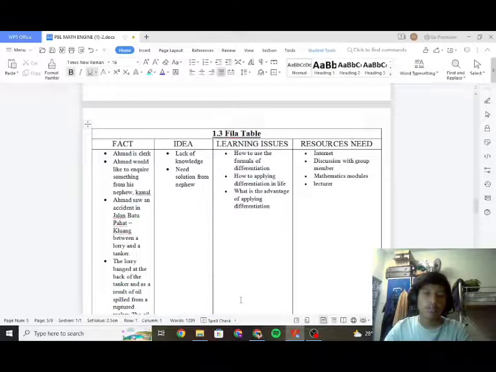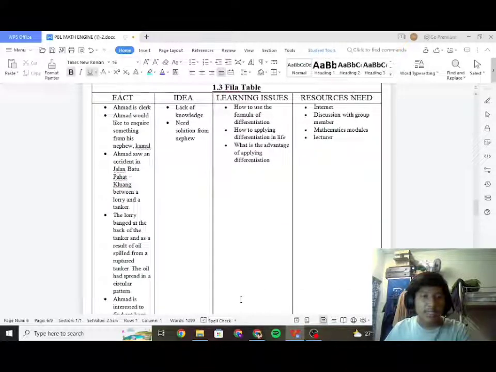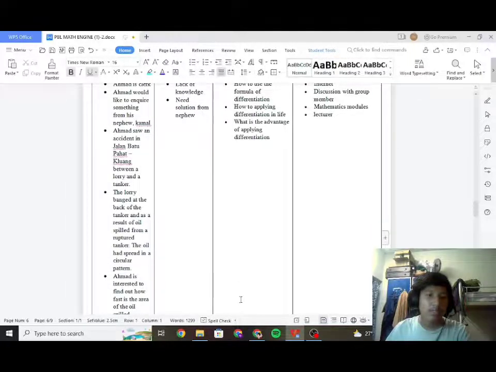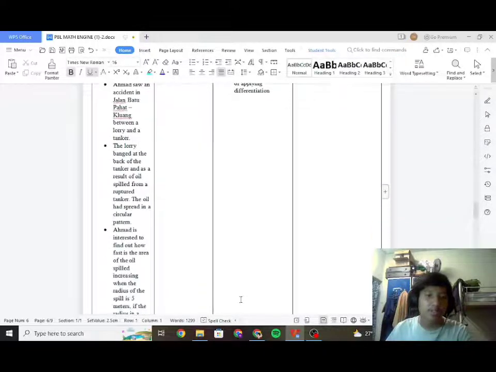I will be explaining about the facts in the filler table. The first fact is Ahmad is a clerk. Second, Ahmad would like to inquire something from his nephew Kamal. Ahmad saw an accident in Jalan Batu Pahat, Keluang, between a lorry and a tanker. Fourth, the lorry banged at the back of the tanker, and as a result of oil spilled from the ruptured tanker, the oil has spread in a circular pattern.